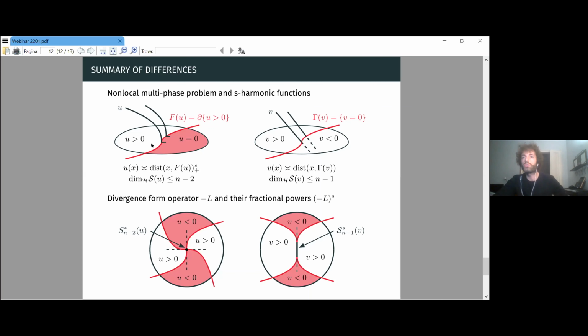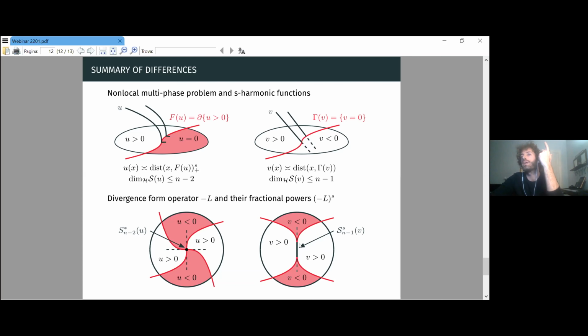I just wanted to mention that the difference is also in the behavior of the function itself near the free boundary. And finally, this last picture is about the difference between a local operator and a fractional power of the operator. In the case of a local operator, the singular set is small, as in the first picture. Here the singular set is just one point and the behavior can be classified by the classification of harmonic polynomials.